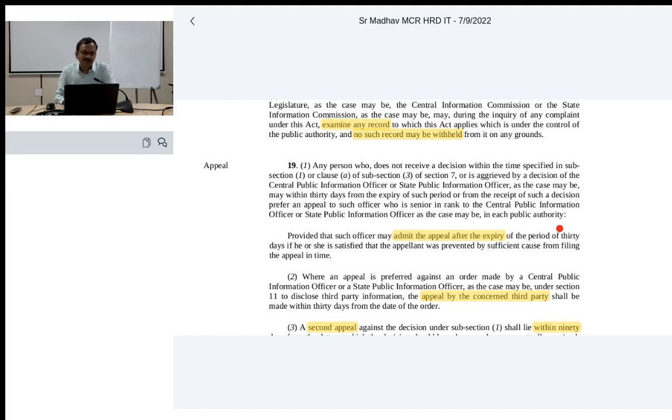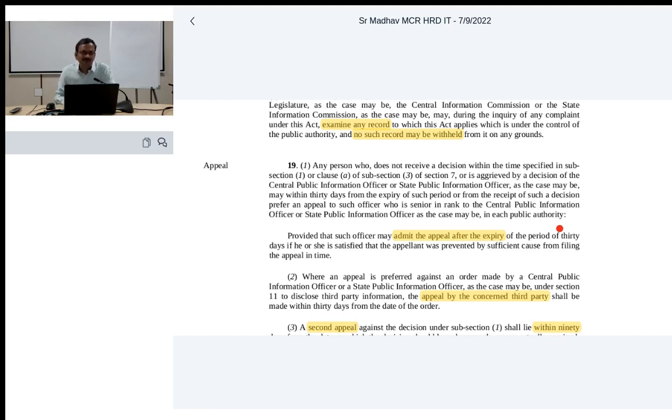19.2 is about the first appeal to be preferred by a third party. In this case, the PIO wants to disclose that information. The PIO decides and sends a notice to the third party before disclosing that information. In this case, the third party can prefer an appeal against the disclosure under Section 19.2. So there are two categories of first appeals, which can be received by the first appellate authority and need to be disposed of by the first appellate authority.